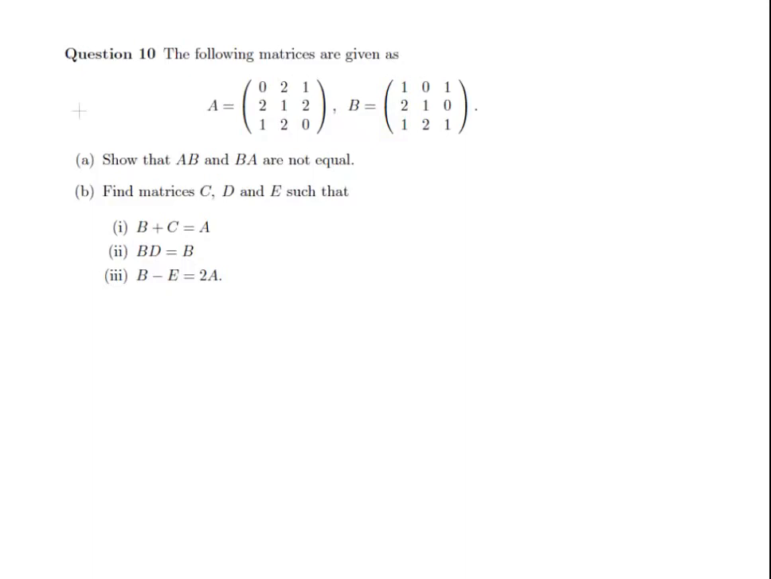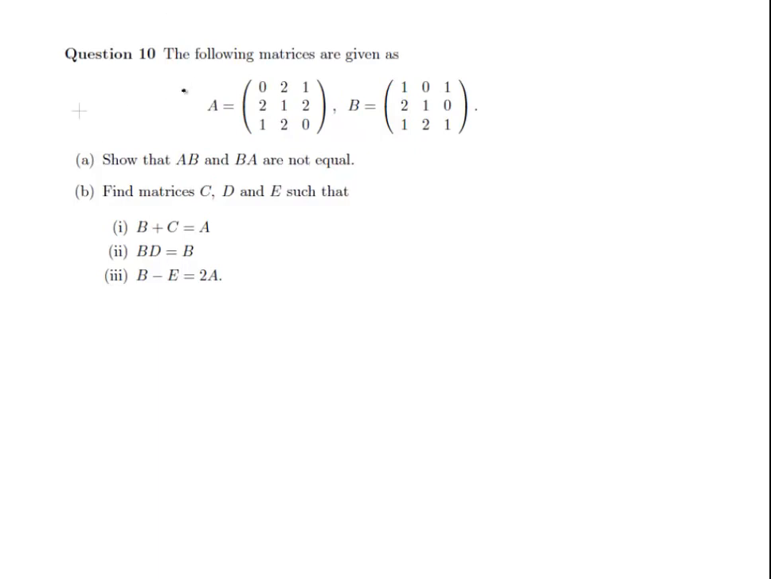This is the 2003 question on matrices, and what we were asked to do is perform some matrix multiplications and also some scalar multiplications and some matrix addition and subtraction. The first thing we're going to do is look at part A and show that AB and BA are not equal. So we've got two matrix calculations here to do.